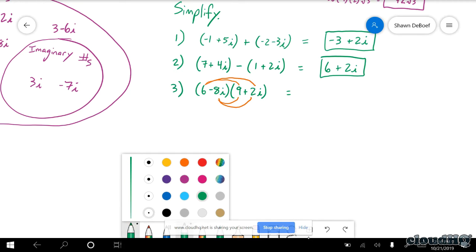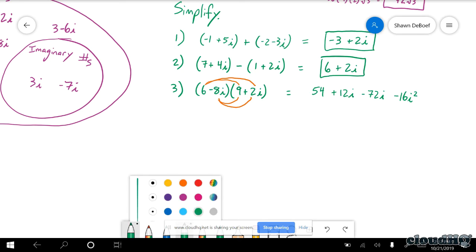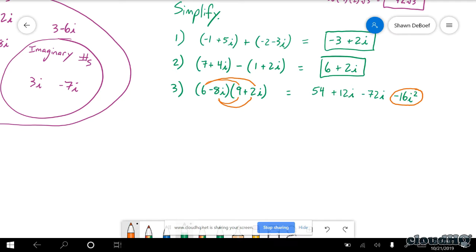When you do that, we'll get a 54, a 12i, a negative 72i, and a negative 16i squared. Because negative 8i times 2i is negative 16i squared. Remember from above that we don't get to leave an exponent on an i. So we are able to simplify negative 16i squared. i squared is equivalent to negative 1, so that's really negative 16 times negative 1. So we have to think of that as plus 16.